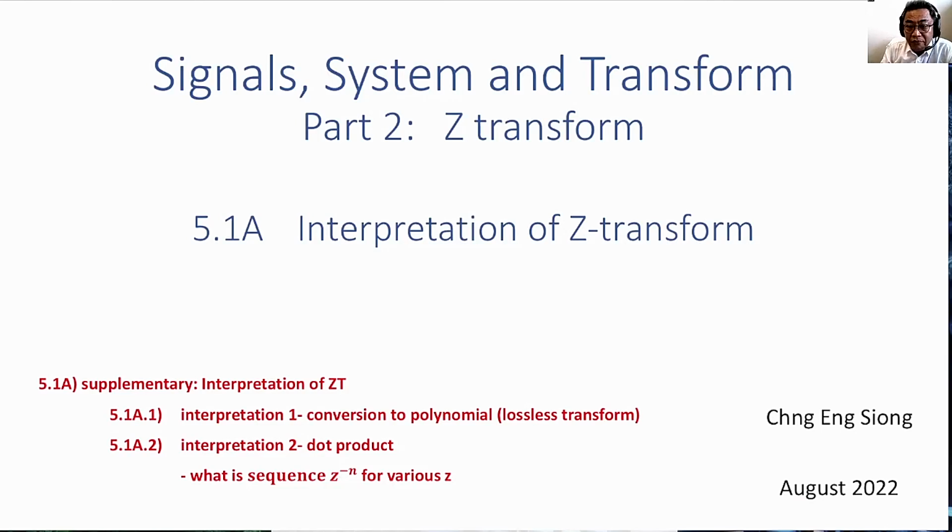This is chapter 5.1a, interpretation of Z transform. We'll discuss the interpretation of Z transform from the perspective of polynomial as well as dot product.